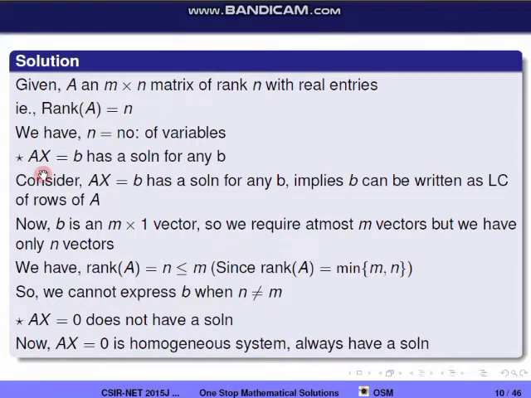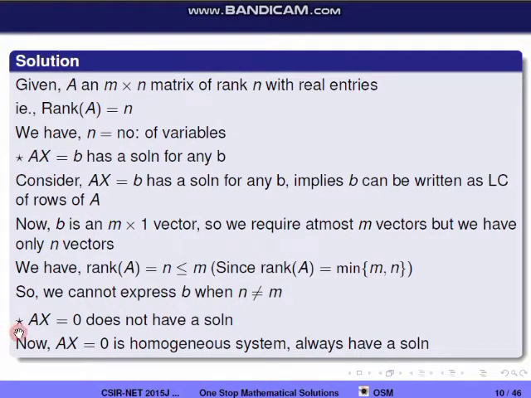First option, Ax equal to B has a solution for any B. So consider Ax equal to B has a solution for any B. This implies that B can be written as a linear combination of rows of A. Now B is an M cross N vector. So we require at most M vectors for writing it as a linear combination of rows of A. But we have only n vectors, and n is less than or equal to m since rank of A is equal to minimum of m comma n. So we cannot express B when n is not equal to m. Therefore it having a solution for any B is not possible. So option 1 is wrong.